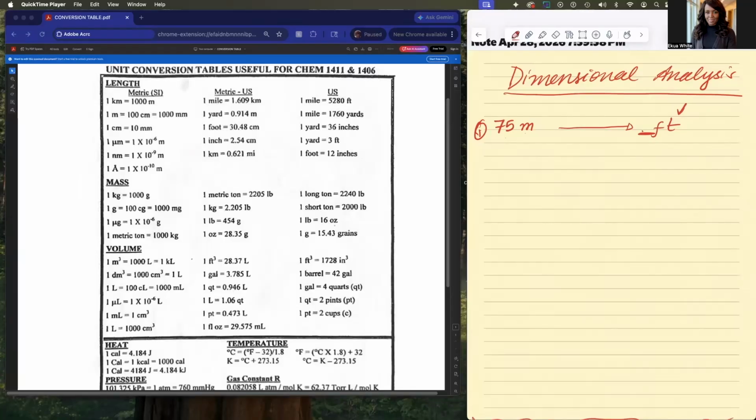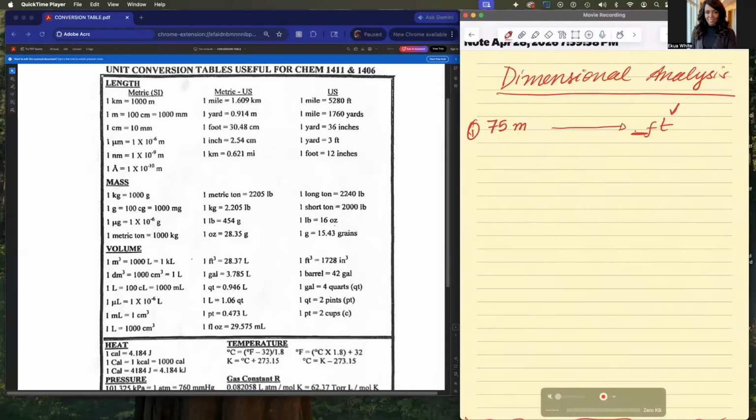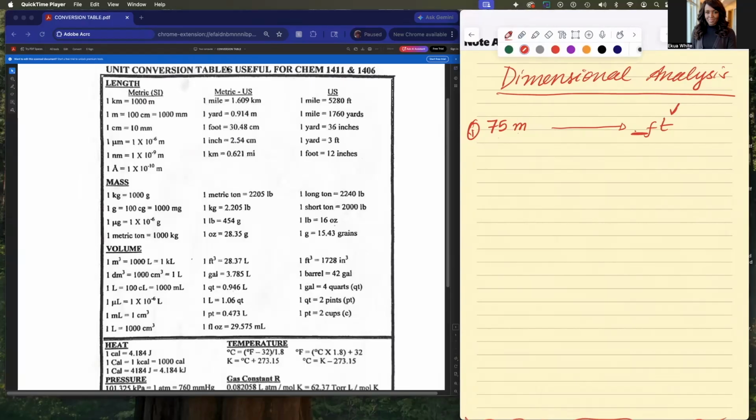And we're starting our next session of dimension analysis. This session is all about performing simple dimension analysis conversions using our conversion table to our left. We're going to go ahead and start. Our first question is 75 meters. Please notice that meters is a length. We have a length unit to our left.